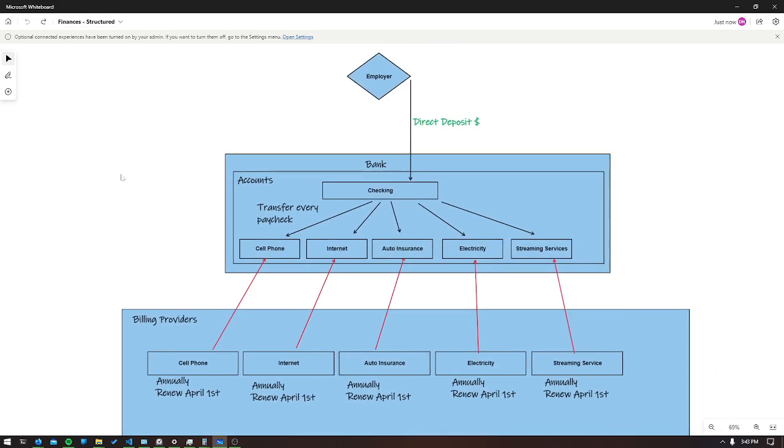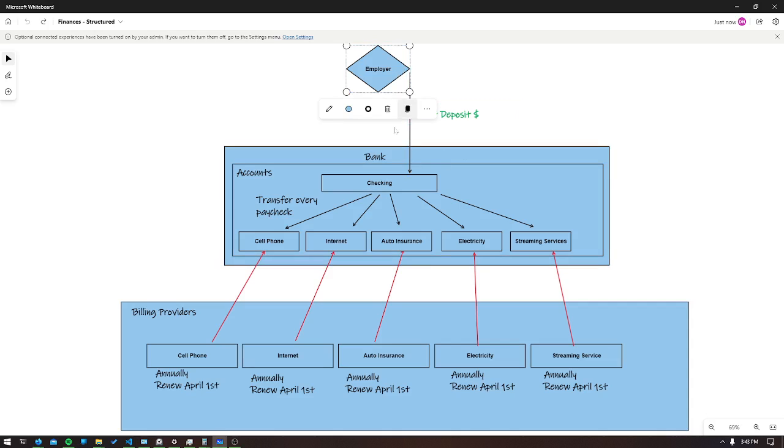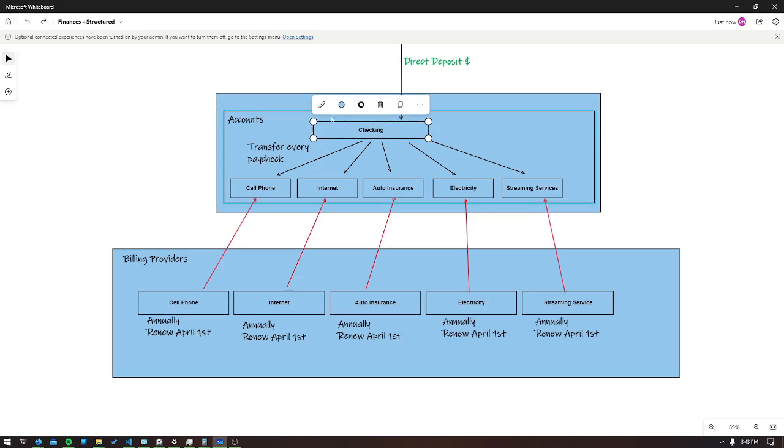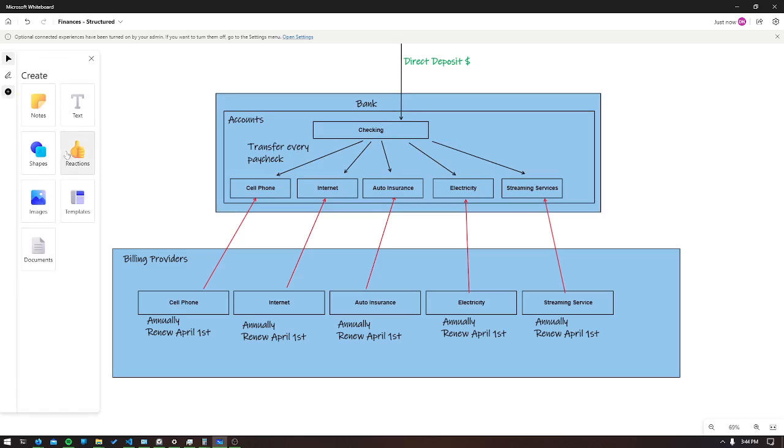All right, so here's the more structured approach, where every so often your employer direct deposits money into your checking account at your bank, and then inside of your banking accounts, you have separate accounts for each of your bills. So you have a cell phone checking account, an internet checking account, electricity, streaming services checking account, etc. So you set that up, and then every paycheck that comes in, you transfer money to those accounts for each bill.